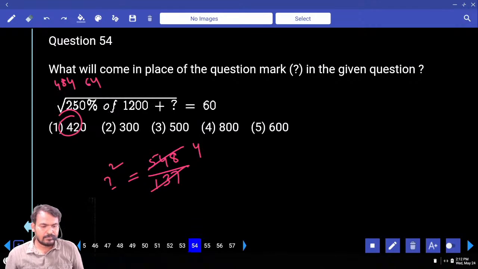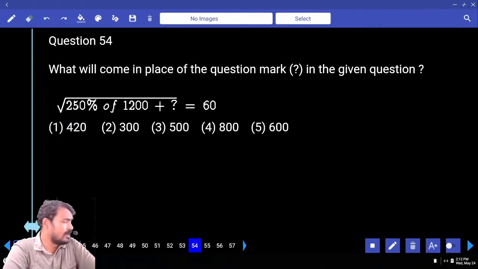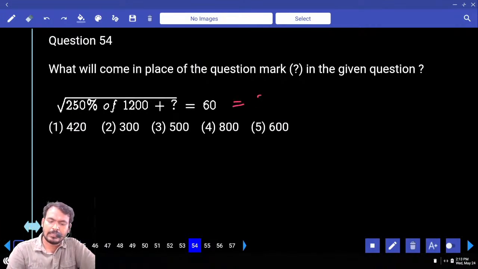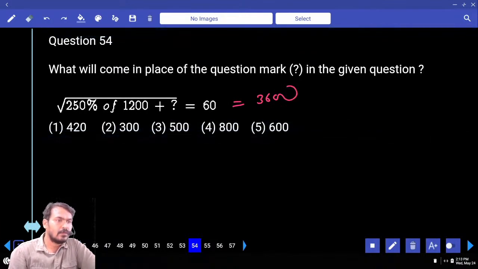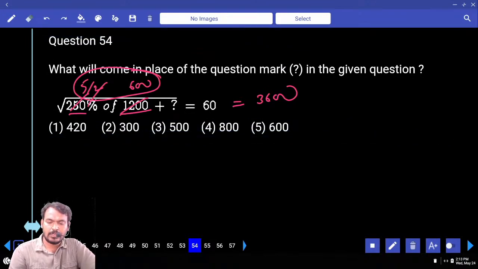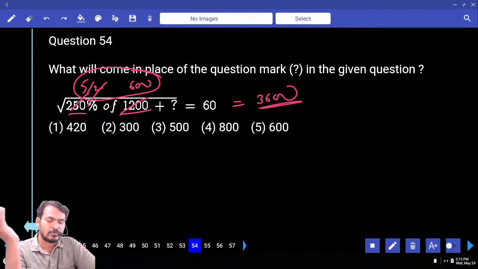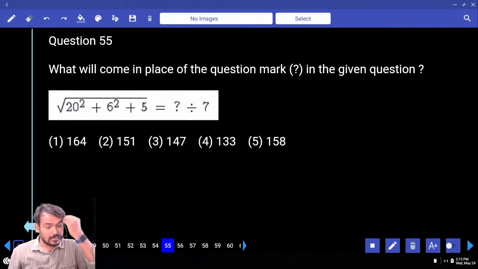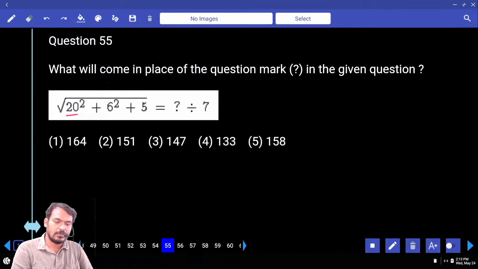Something required or something square? Something. Next 54. First of all, left hand side square root, it will become right hand side square. Then we are getting right hand side 3600. 250% of which one? 1200. 250% means we return 5 by 2. 2 how many times? 600. 600 into 5, 3000. What is the difference between 3600 and 3000? 600.